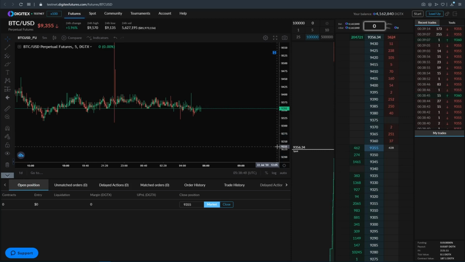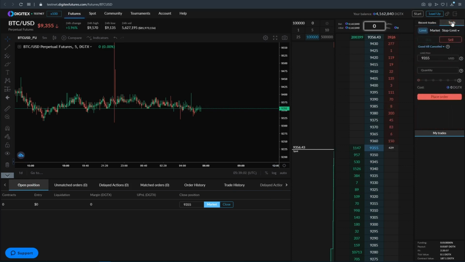So first off, let me show you where you can find conditional orders. And as you can see, I'm on the testnet. I have a running position on mainnet right now, so I wanted to go to testnet because I can mess around in here and be able to show you guys a little bit easier.